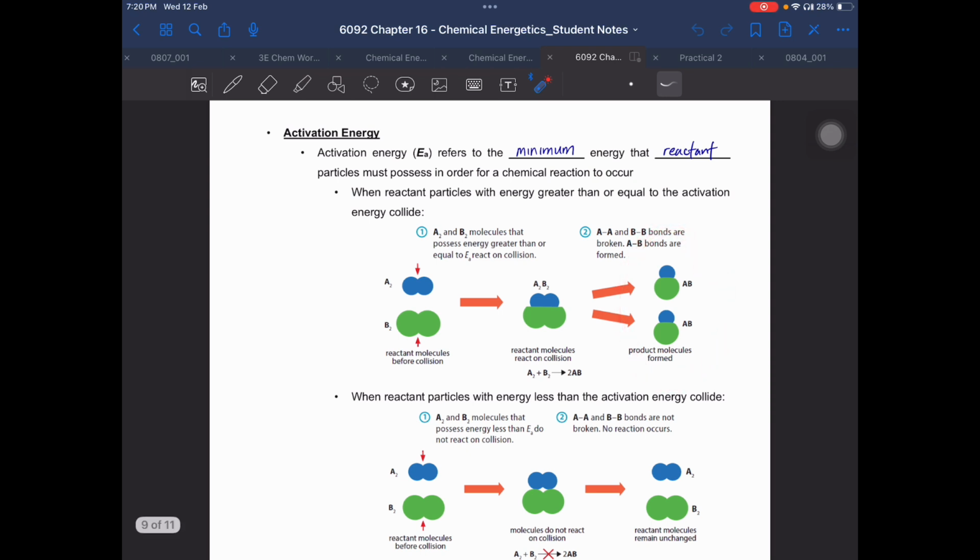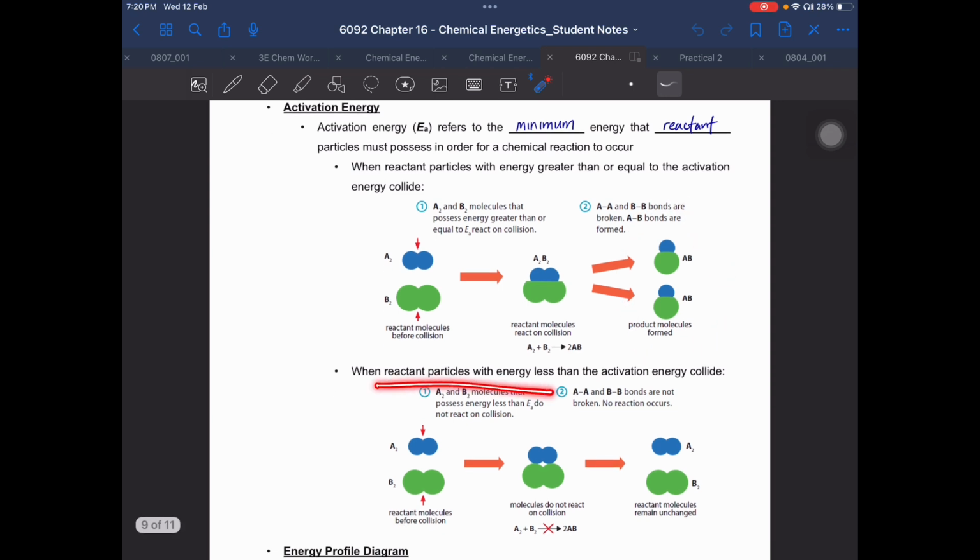But on the other hand, when reactant particles have energy less than the activation energy, when they collide together, what will happen is that after hitting against each other, they will not form the product. Instead, they will just bounce off and go back to the other spaces around them. So remember that activation energy is the minimum amount of energy that's required for a reaction to happen.